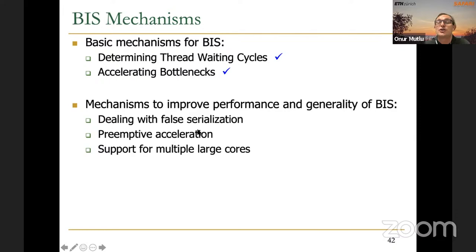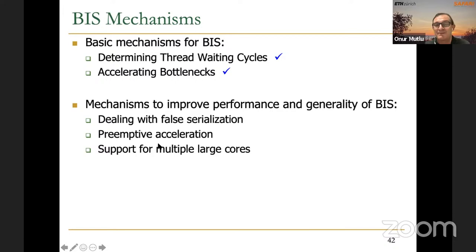So you preemptively ask the small core to accelerate a bottleneck. When you're a thread that's running to execute the barrier code, you don't know whether you're the lagging thread, right? But the bottleneck table may have this information. So the centralized structure preemptively accelerates a small core that it thinks is the last thread to reach a barrier, or that it thinks is on the critical path of reaching a barrier. We don't discuss this mechanism in detail, but it's very important to accelerate barriers. And there's support for multiple large cores as well.